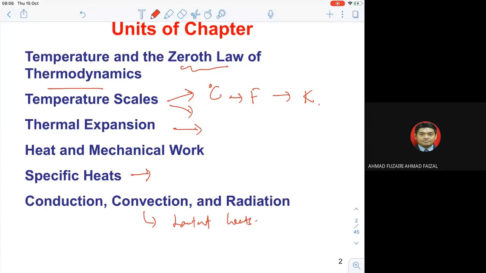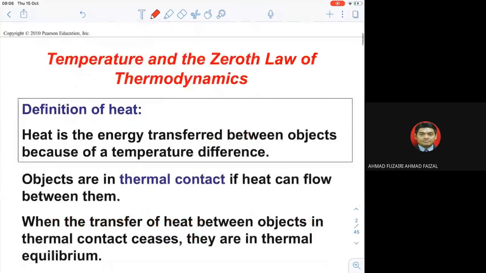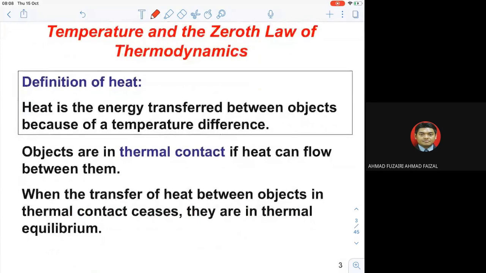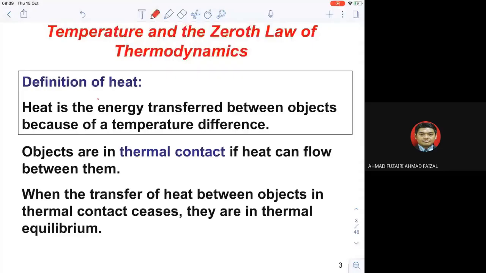So for temperature and the zeroth law of thermodynamics, first is the definition of heat. Heat is energy transfer. When you talk about heat, it's about energy, so energy is the keyword. When you talk about energy, you must always relate it to joule, so heat also has the unit joule. Energy can be transferred between objects because of the difference in temperature.